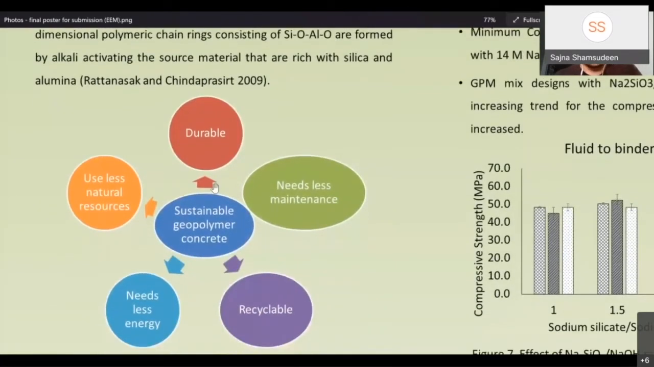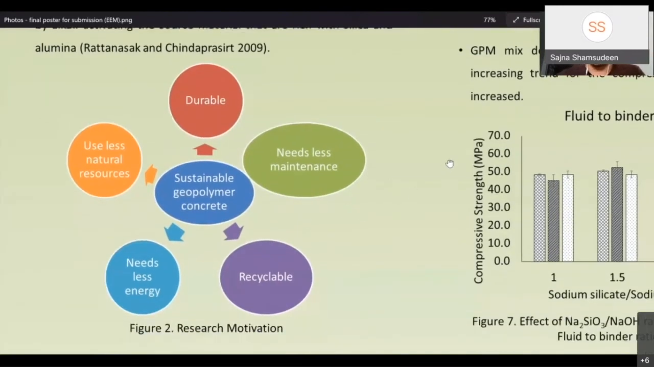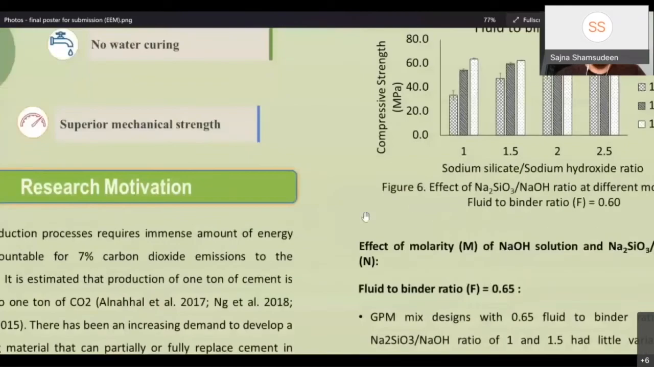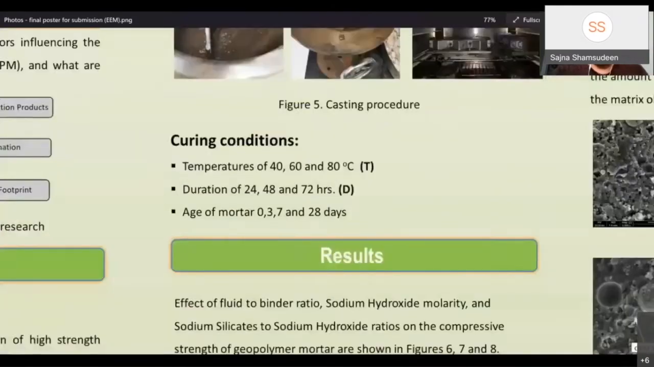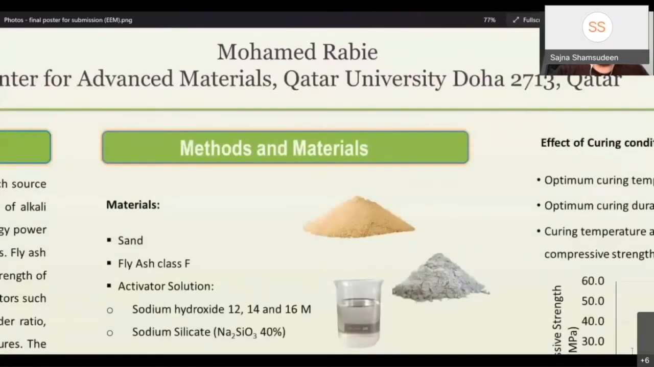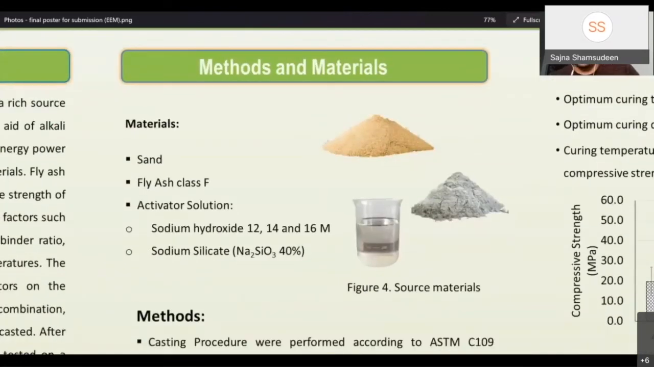So the sustainable geopolymer concrete is durable, needs less maintenance, is recyclable, needs less energy, and uses fewer natural resources. So to present to you the methods and materials that we used: sand, fly ash class F, and activator solution, sodium hydroxide and sodium silicate with different concentrations.